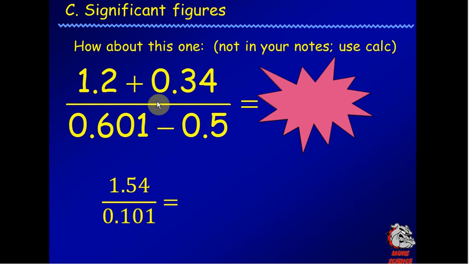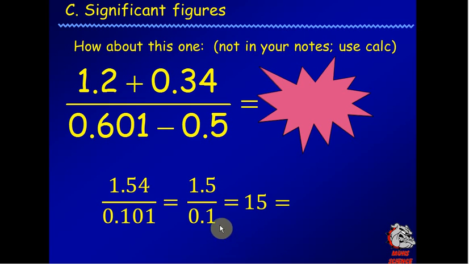But we have to use the rules of significant figures, and the rule for addition and subtraction is my answer can only have as many decimal places as my least precise measurement. In this case, the 1.2 limits me to 1 decimal point, so that should be 1.5. Likewise, I'm limited to 1 decimal point here, so instead of 0.101, I'm limited to an answer of 0.1. So that brings us to 1.5 divided by 0.1.